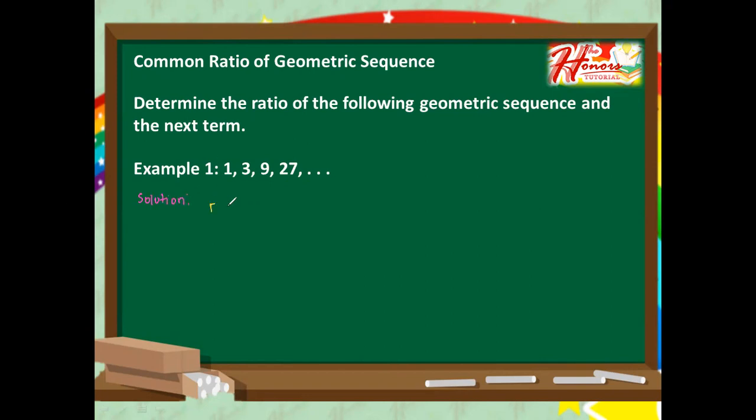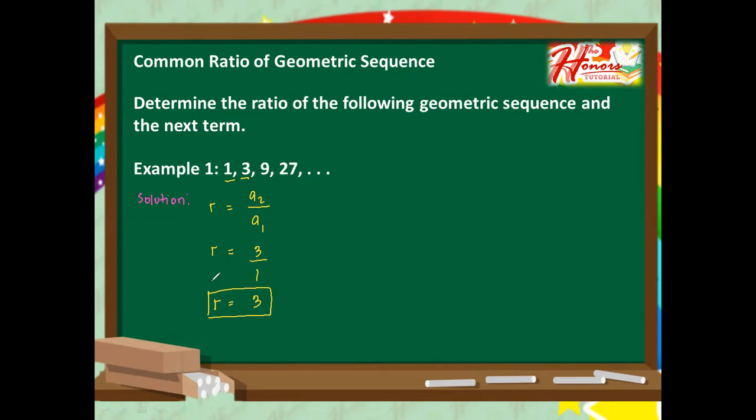R equals A sub 2 over A sub 1. A sub 2 is the second term, so that is 3. So we have R equals 3 over A sub 1, that is 1. R equals 3 over 1, or 3 divided by 1, is equal to 3. So R equals 3. The ratio is equal to 3.